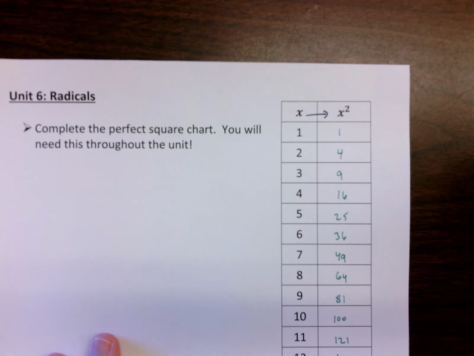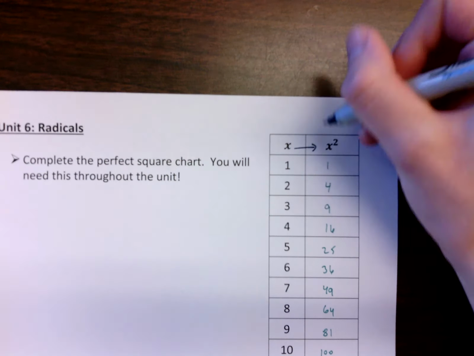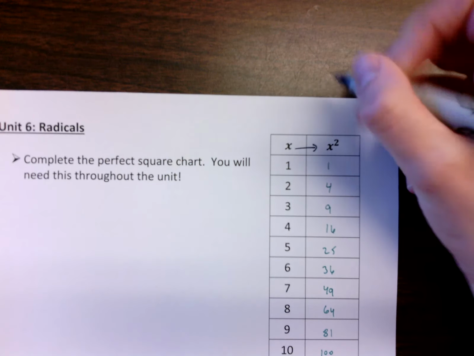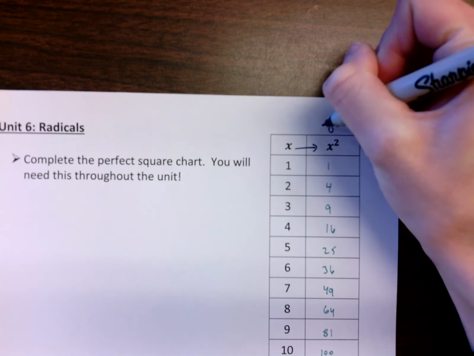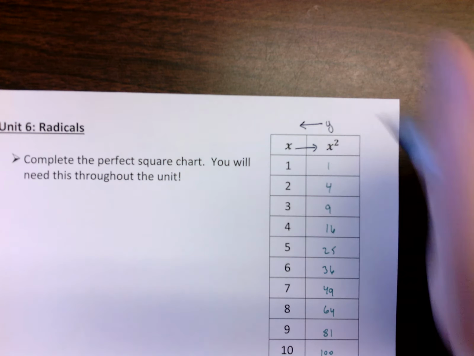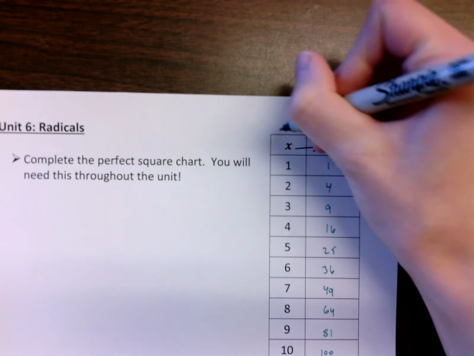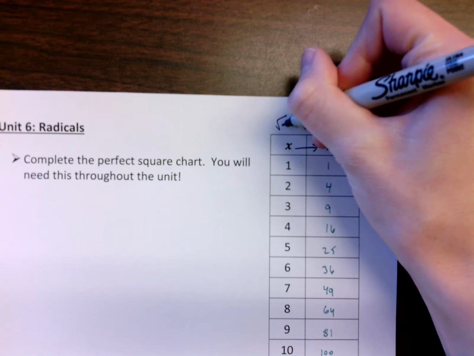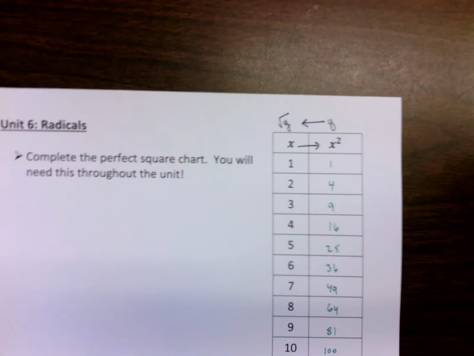Okay, so we did a lot with exponents last unit. What we're more working on this unit is how do you go the other direction. So if I'm starting here and I want to go in this direction, that is something called a square root. Okay, or a radical.